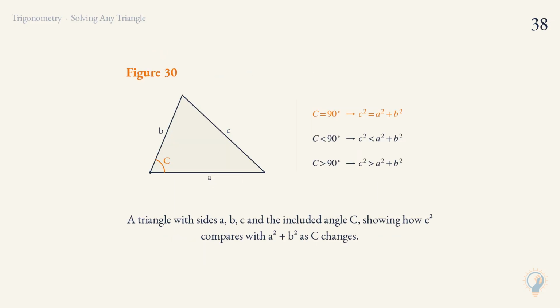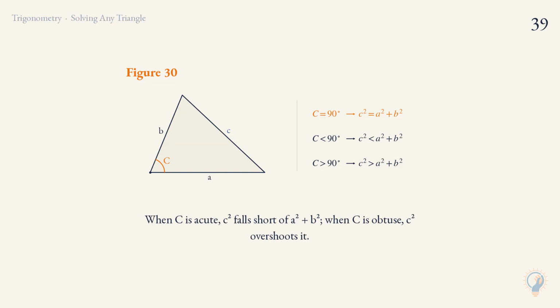Figure 30. A triangle with sides a, b, and c, and the included angle C, showing how c squared compares with a squared plus b squared as C changes. When C is acute, c squared falls short of a squared plus b squared. When C is obtuse, c squared overshoots it.